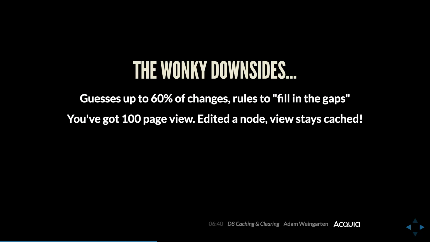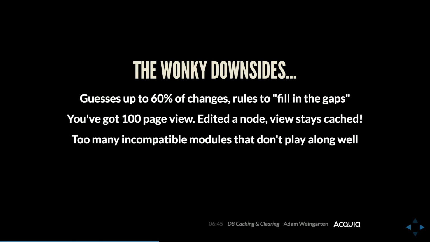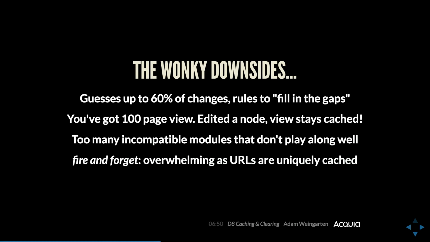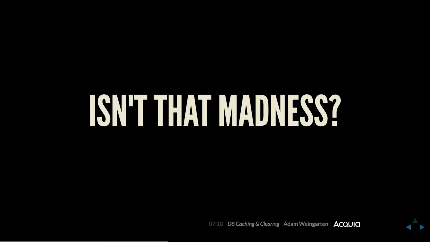Also, if you have a view with 100 pages, everything stays cached. And you've got lots of different modules that don't really integrate well together. They were all developed differently. It's kind of fire and forget also in Drupal 7. So it's going to try to invalidate the cache. It may work, it may not. And if it doesn't work, you don't know, other than the fact that you've got a complaint from an angry person in the press release group. So isn't that insane? Yeah, it's total madness. Like, things in D7 were really, really rough.